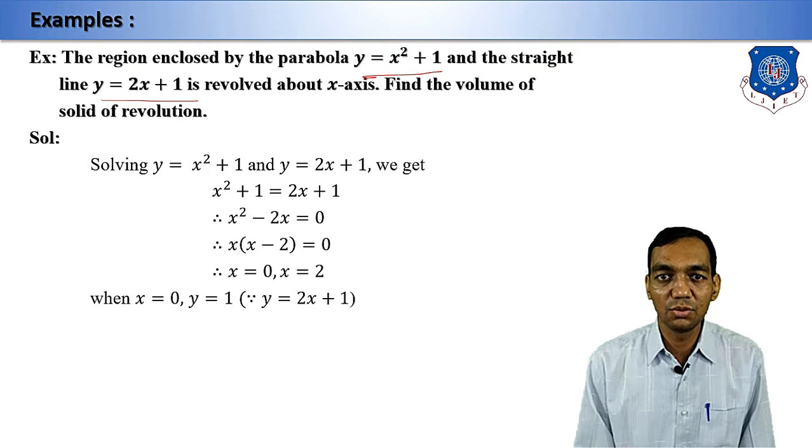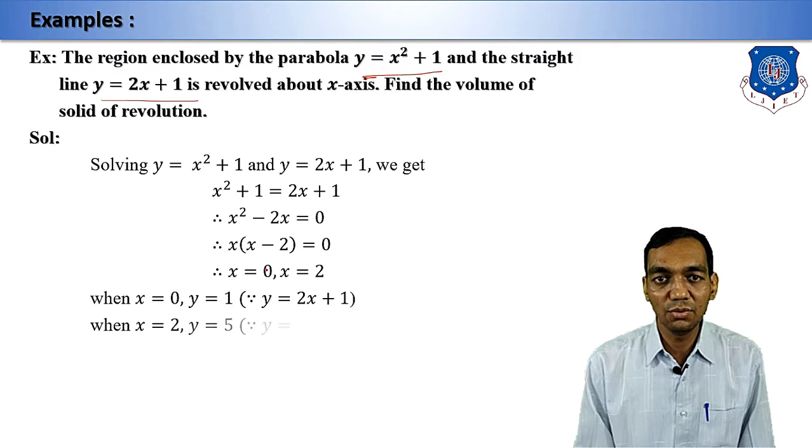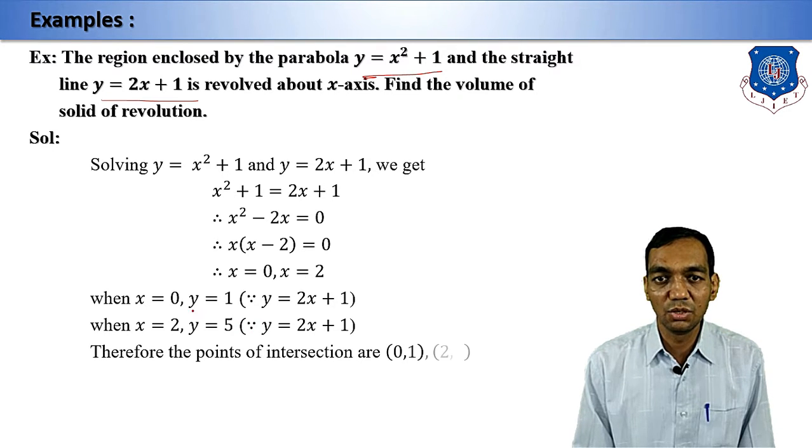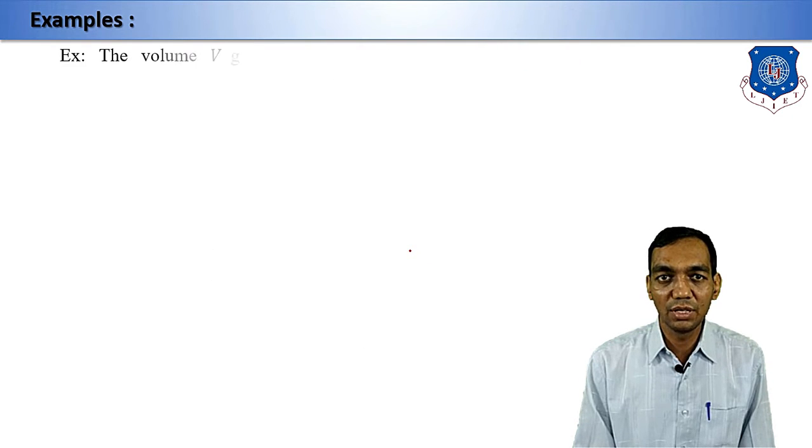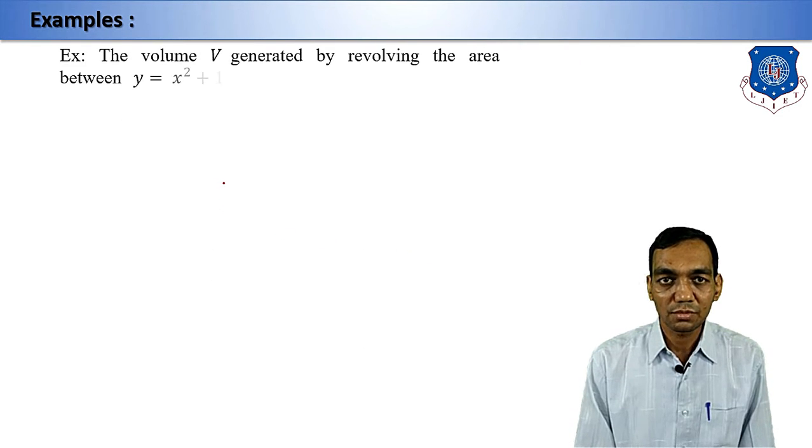And if x is equal to 2, then you will have y is equal to 5. That means we have two intersection points, (0, 1) and (2, 5). Correct? So we have two intersection points. Now we are going to use the volume.